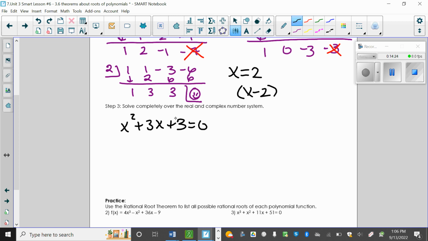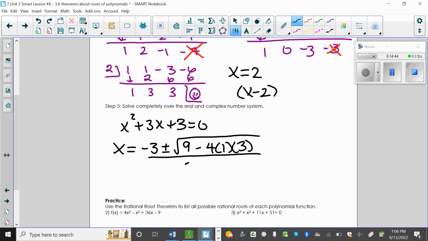I'm going to use the quadratic formula because my b value is not even. So x equals opposite b plus or minus the square root of b squared minus 4ac all over 2a, which gives us negative 3 plus or minus the square root of 9 minus 12 all over 2.